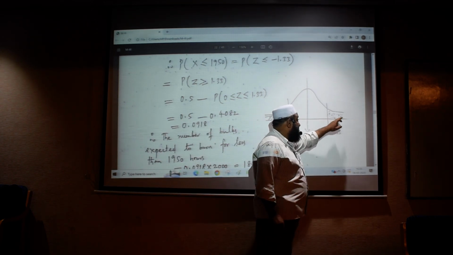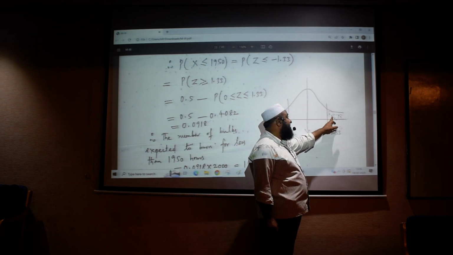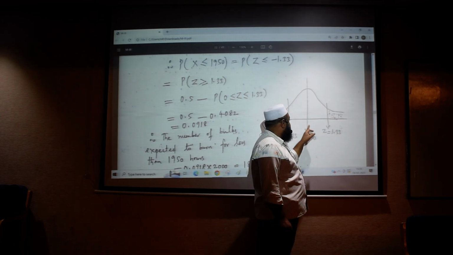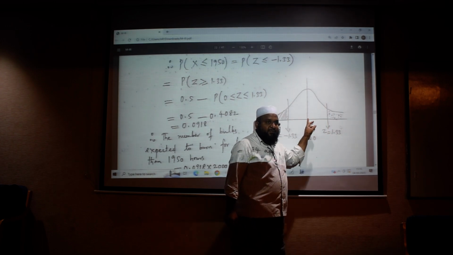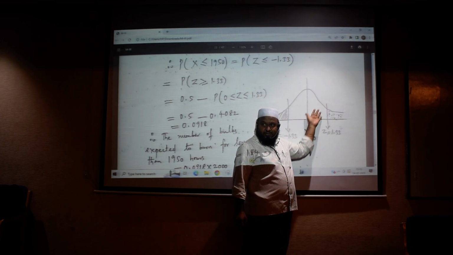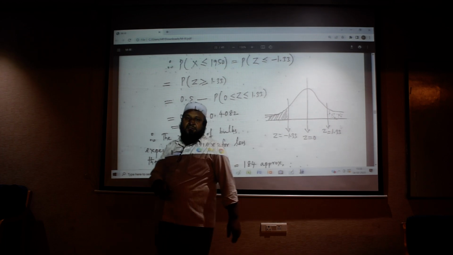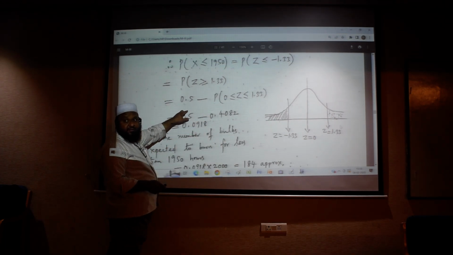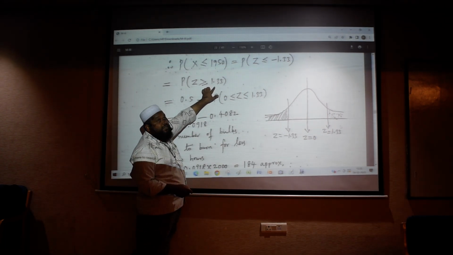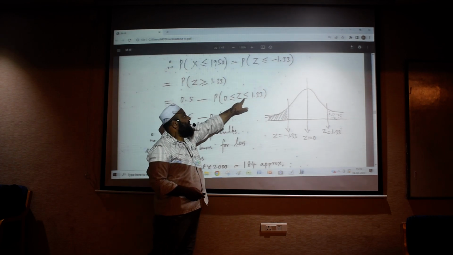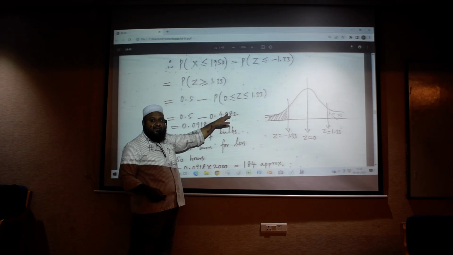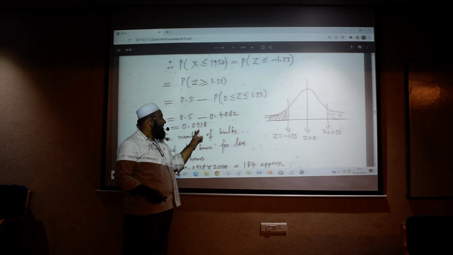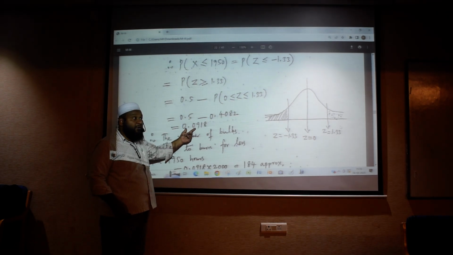We want this region. So the area of this region is the total 0.5 minus the area from 0 to 1.33. Whatever area is there from 0 to 1.33, you remove it from the total 0.5. So this greater than or equal to 1.33 is 0.5 minus the area from 0 to 1.33. That tabular value will be given in the question. You have to subtract this, and you will get the probability.